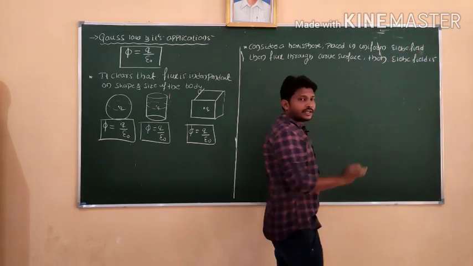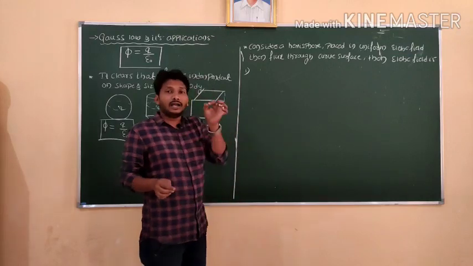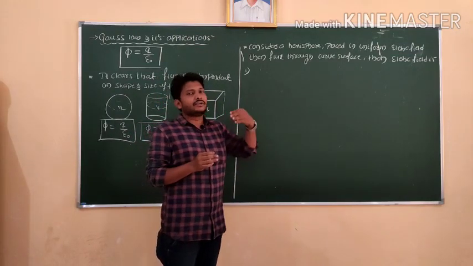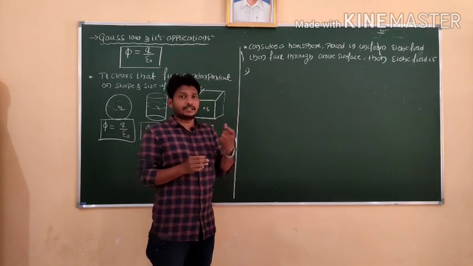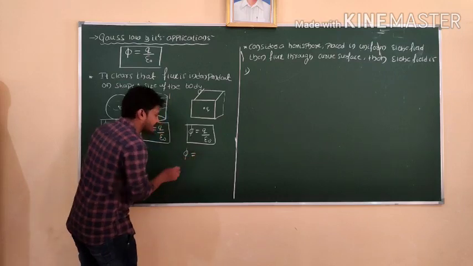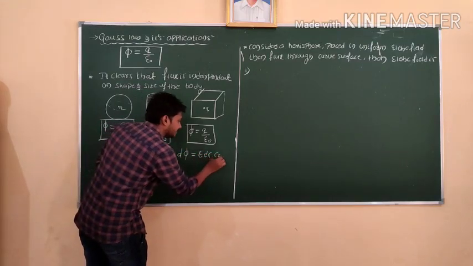I will consider different cases. When the electric field is, first case, parallel to the base. What is the direction of the electric field here? Depending upon the direction of the electric field, the flux value depends. Why? Because I know the equation for electric flux: dφ is equal to E ds cos θ.